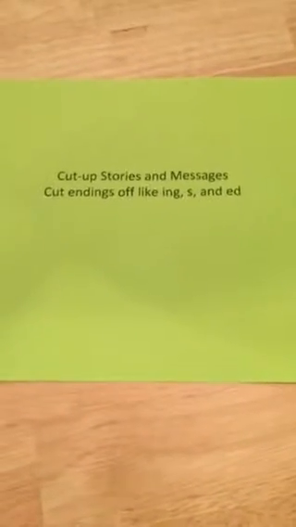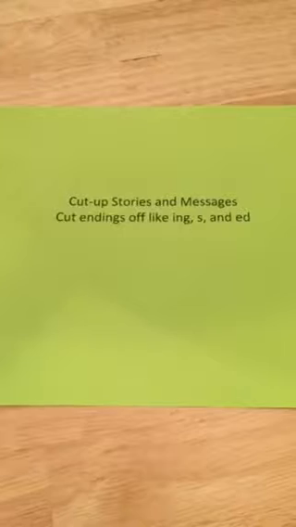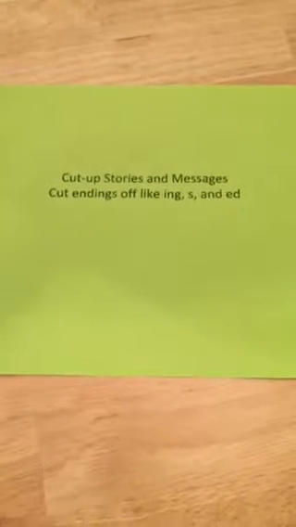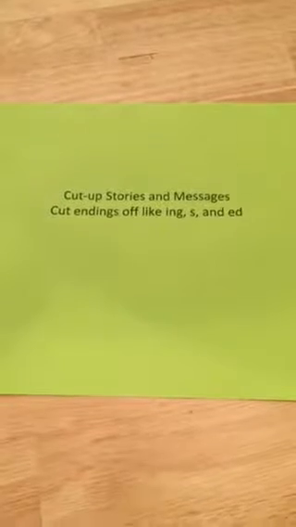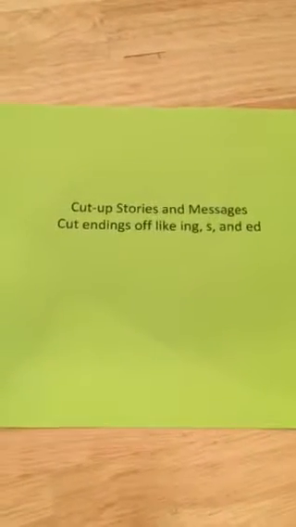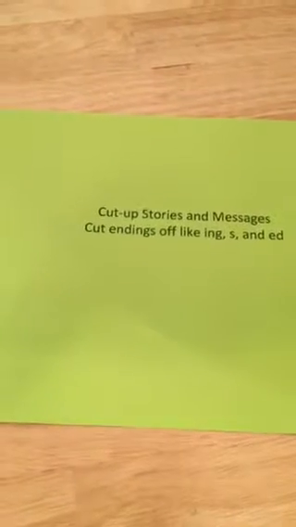Our next way to use a sentence strip is cutting them up by cutting off the endings, maybe an ing ending, an s, an ed ending. You can use your judgment when trying to figure out what endings you are going to cut off. We are going to use the same sentence again. The sentence is, we are walking to see the fat donkey.